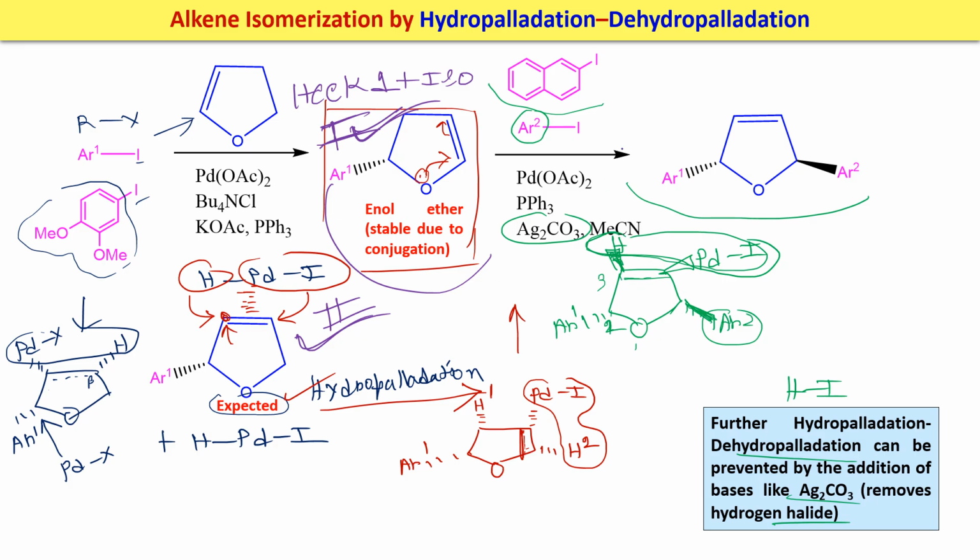Now after that, the second step, that is Heck coupling 2, and in this Heck coupling we are using a different base unlike the previous one, and that is the reason further hydropalladation dehydropalladation is not happening. So this is our final product, dihydrofuran, where Ar1 we are getting from the first Heck and Ar2 that we are getting from the Heck 2. And why are Ar2 and Ar1 on opposite sides? That is expected because when Heck 2 is happening, this Ar2 will prefer the other side, that is the opposite side where Ar1 is already present, because from the steric point of view, that is favored.